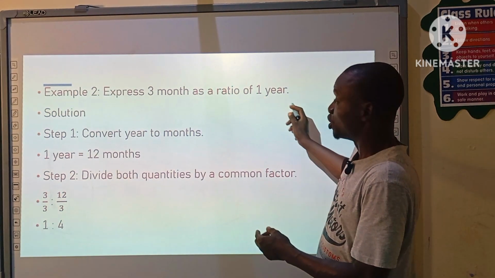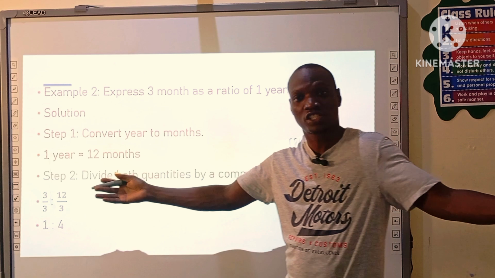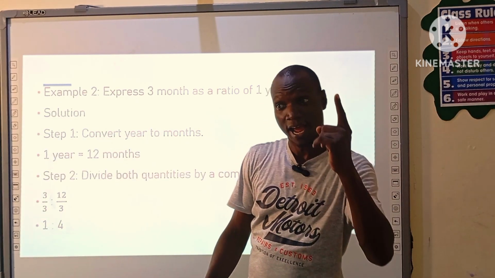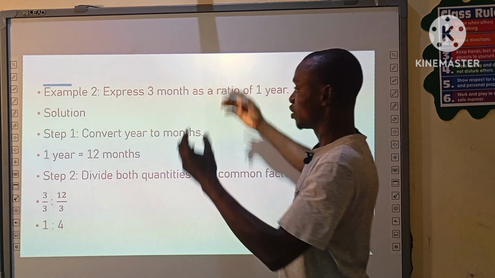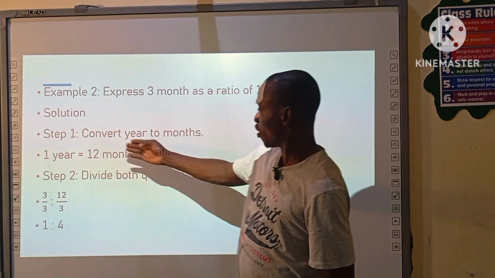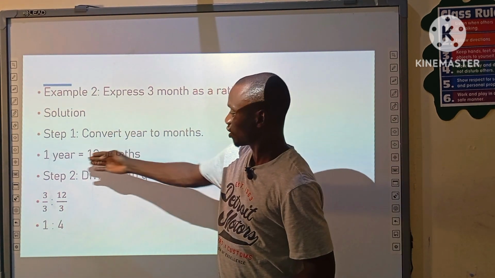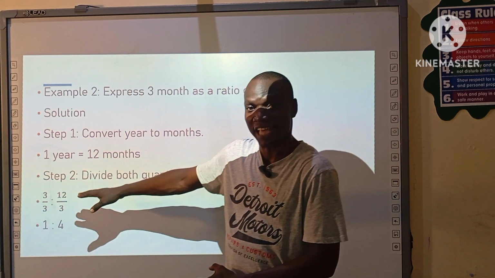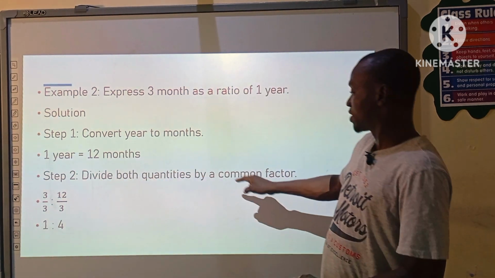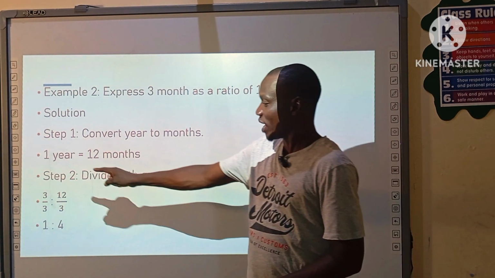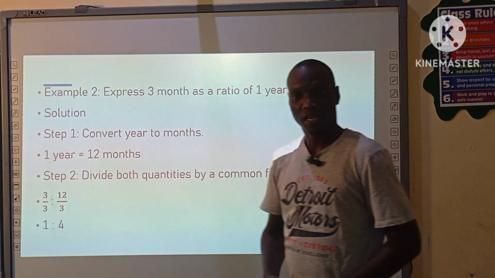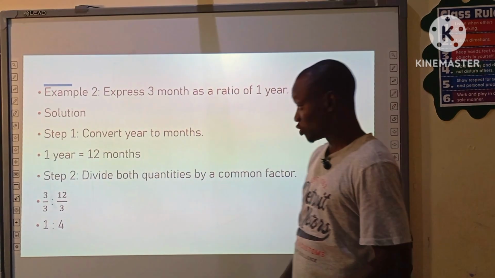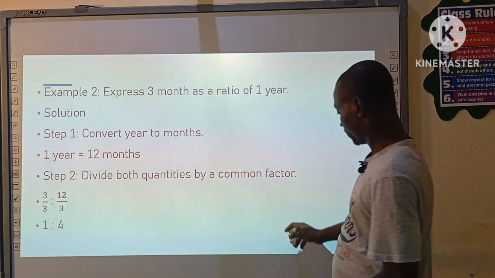So the year will be changed to months. How many months make a year? 1 year is equal to 12 months. So with that, we are good to go. Convert year to month. 1 year is equal to 12 months. The second step is to divide both quantities by a common factor. We have 3 and 12. So 3 can be divided by 3, and 12 can be divided by 3. So 3 is their common factor.